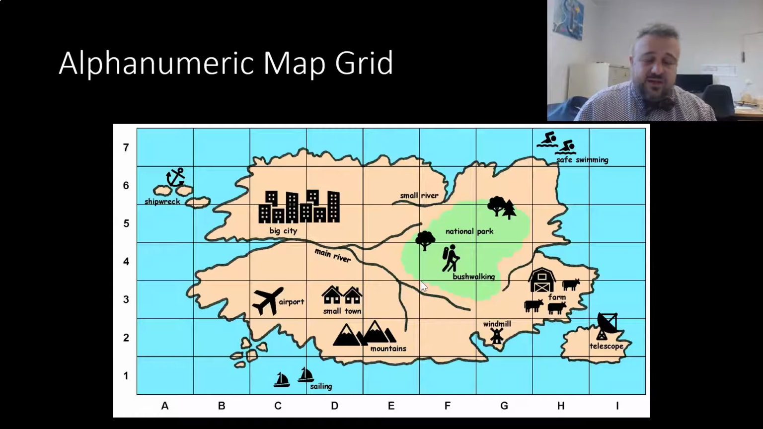So let's have a look at how this works. If I want to know where the shipwreck was, it is in this square here, which is A6. If I wanted to know where the mouth of the small river is, I would go to F6. I'll stay on the sixth one. And if I was trying to tell someone where it was safe to swim, I would say they could go to H7.